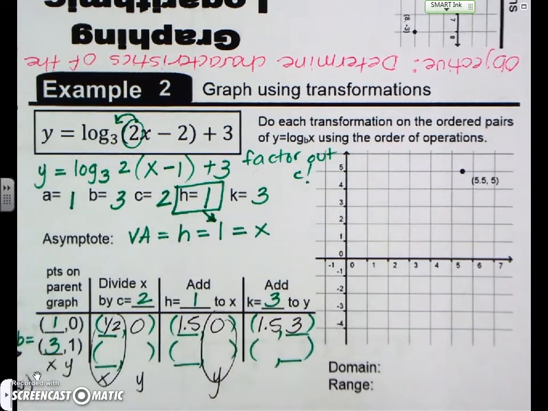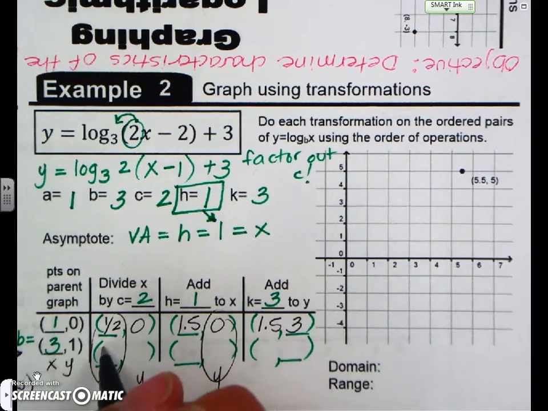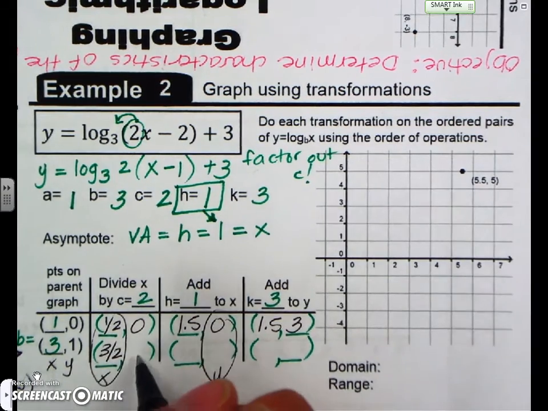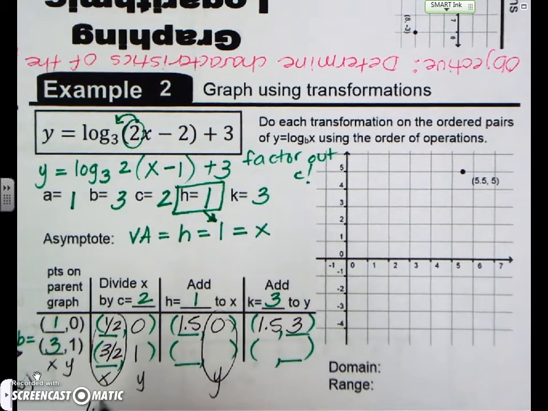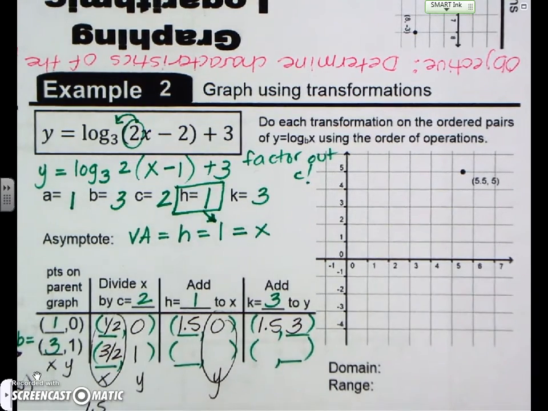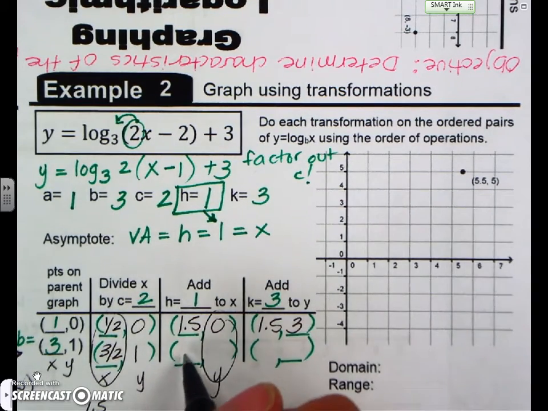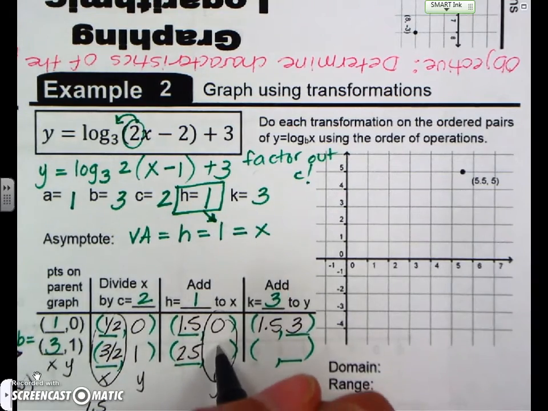Divide x by 2. So it would be 3 divided by 2, and then 1 stays the same. It says add 1 to 3 divided by 2. What is 3 divided by 2, class? Yeah, 1.5. $3 divided by 2 people is $1.50 each, right? So 1.5 plus 1 is 2.5. Good. And you're left with 1.